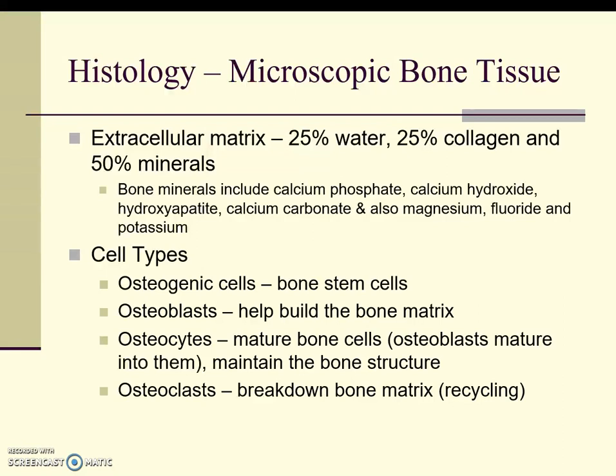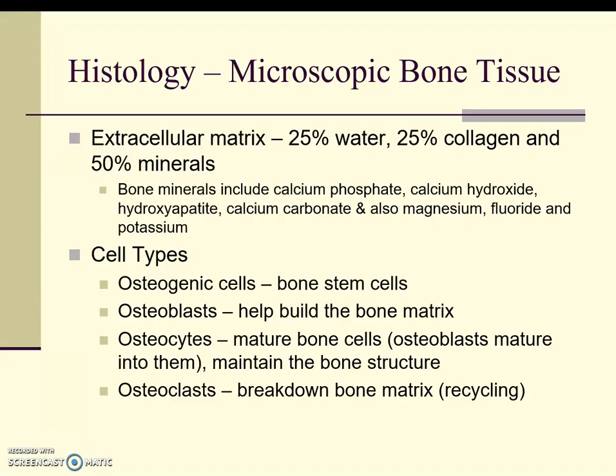Osteoblasts will mature into osteocytes, and they maintain the bone structure. So essentially an osteoblast paints themselves into a corner when they create the bone tissue around themselves. So they create bone tissue all around them, and then they become encased in the bone tissue, and that's when they become an osteocyte. They're stuck inside the bone, and they just hang out there and maintain the bone structure.